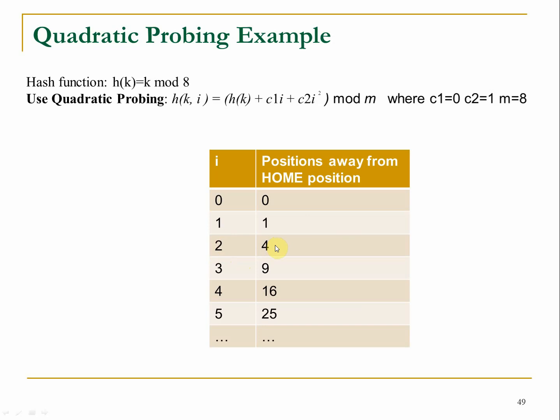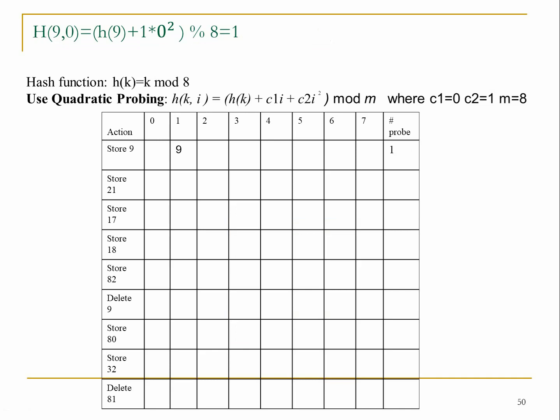You can see that it makes you jump more gaps when i is still failing. When i goes to 3, you look 9 positions away from the home position, and then 4 and 5, and you can go up to a large number to make sure you quickly walk over the cluster if there is one over there. This is the idea of quadratic probing. Let's take a look at the action and see what's happening here.